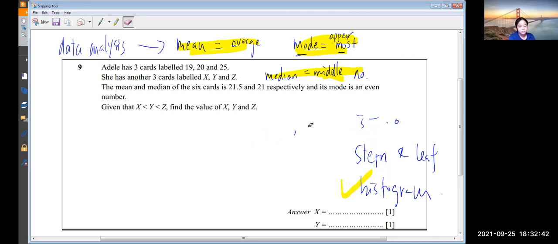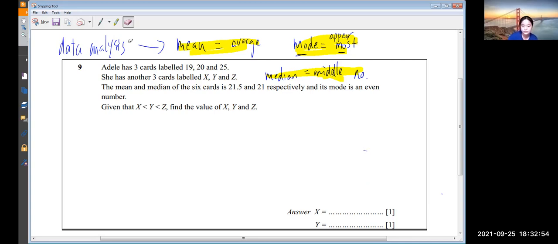By the way, when you list down, what is the key thing? You list down from the smallest. Correct. When you list down, you always list from the smallest to the largest.